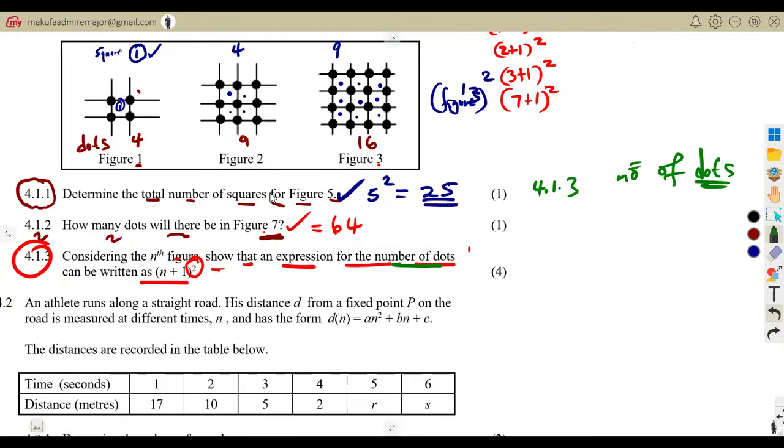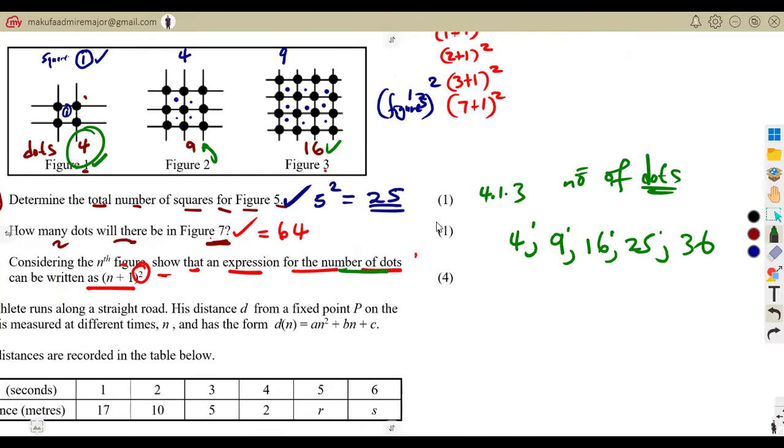Remember, we are dealing with the number of dots. From the first figure, there are 4. The second one, there are 9, 16, and so on, up to the end where we do not even know where it is going to end. So let's find the differences first. Remember, for a quadratic, we must have the first difference and the second difference.